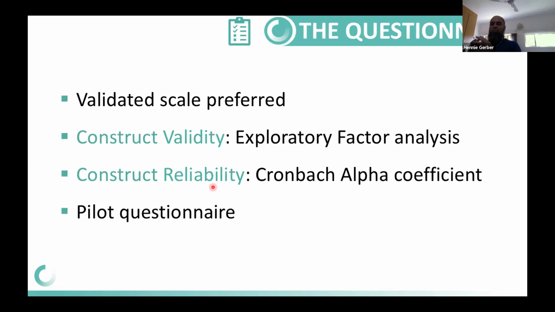Then construct reliability, to see how reliable these items of the construct are. We use the Cronbach alpha coefficient for that. We will look at examples. Then piloting your questionnaire. If you pre-test your questionnaire and look at the content, then with a sample of 20 to 30, you'll be able to test construct reliability at that stage already.